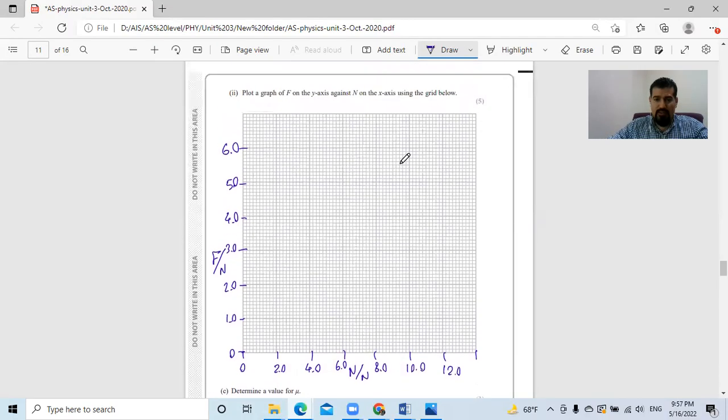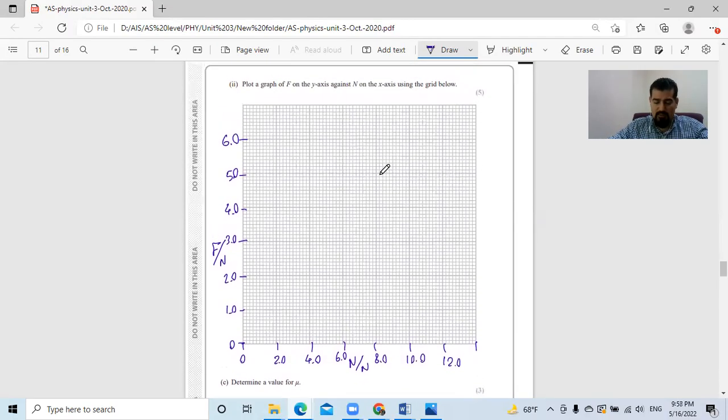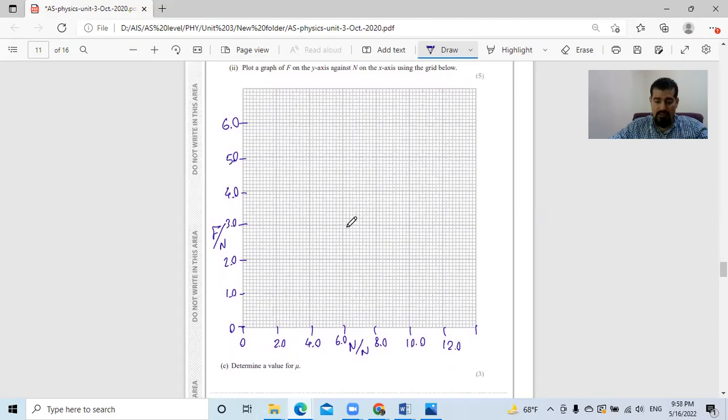Then I'll put the points. As you know, the plotting is supposed to be to the nearest value. For example, the first value was 1.4 with 2.25, so it will be somewhere here. Now the plotting can be a dot with a small circle, or it can be a cross. It depends on you.